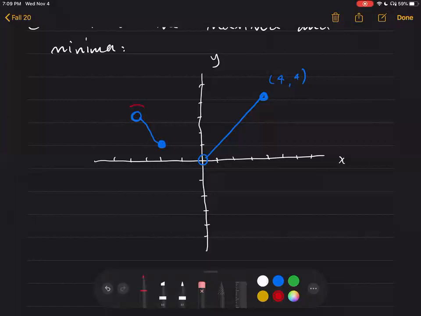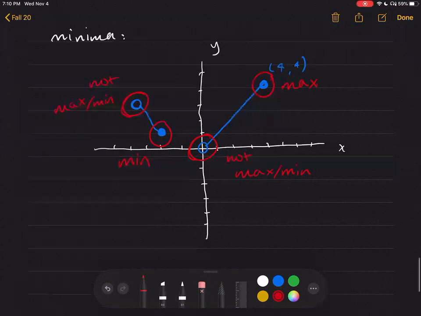If we look at this first one right here that I've just circled in red, this is not a max or a min because the function is not defined on it. However, the second one that we see is a min because it's the lowest point of that section of the graph. The one at the origin here is not a max or a min because it's not defined. And the last point right up here is a max because it is the largest point of the graph around it.